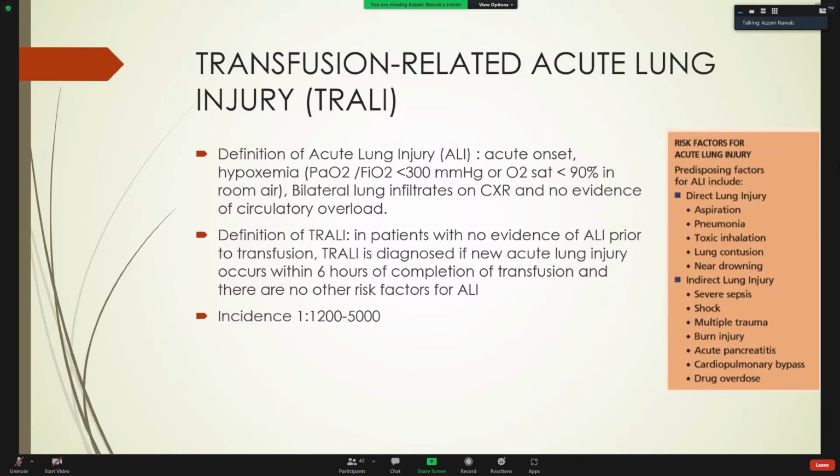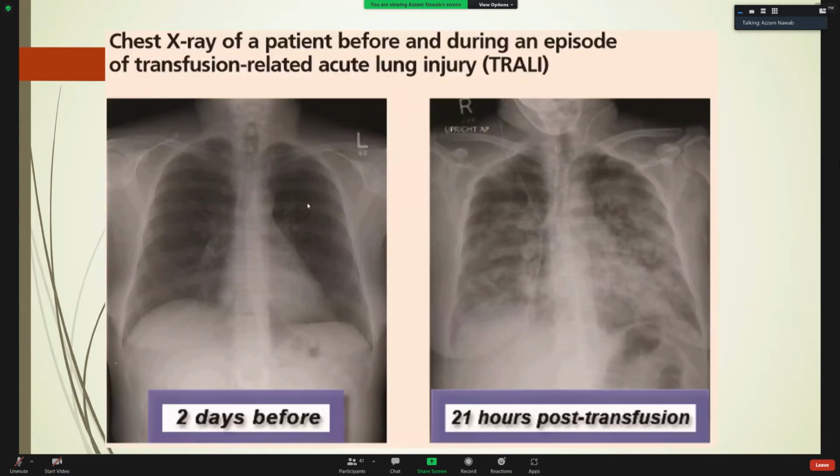Definition of TRALI: a patient with no evidence of acute lung injury prior to transfusion is diagnosed with a new acute lung injury within 6 hours of completion of transfusion, with no other risk factors for TRALI. Incidence about 1 in 1,200 to 1,500 or 5,000. Chest X-ray of the patient before and during the episode of transfusion acute lung injury. After about 1 day, bilateral infiltration on chest X-ray.